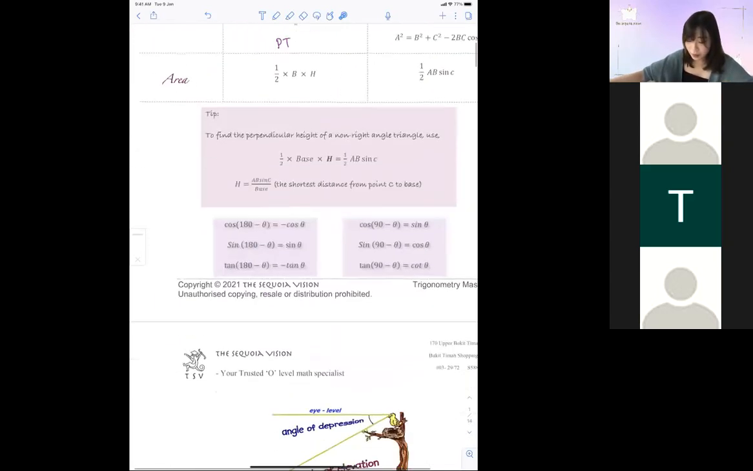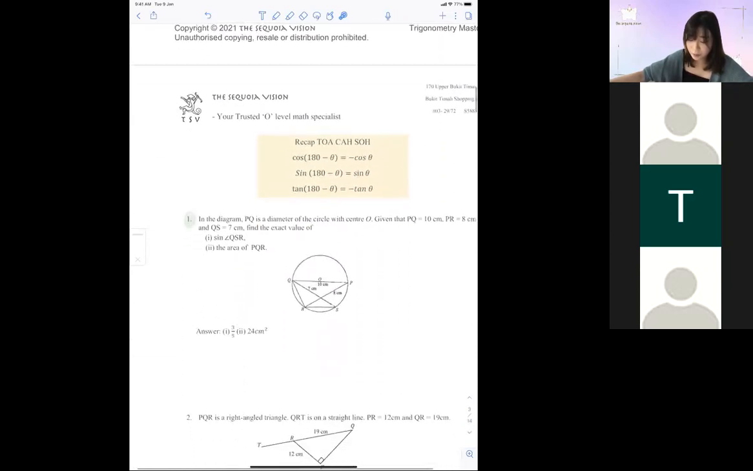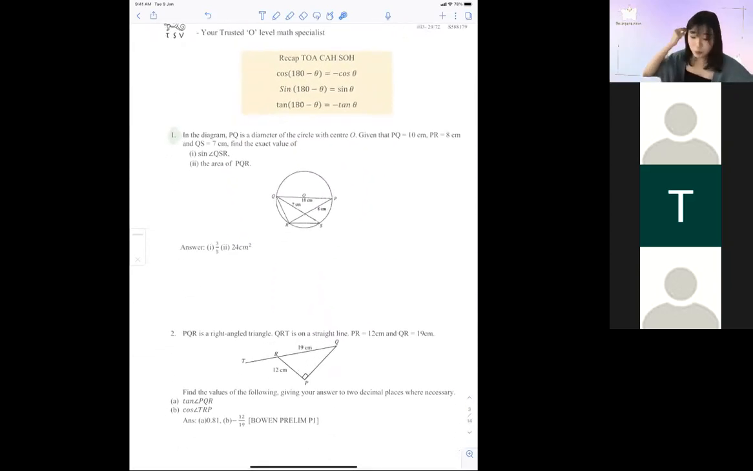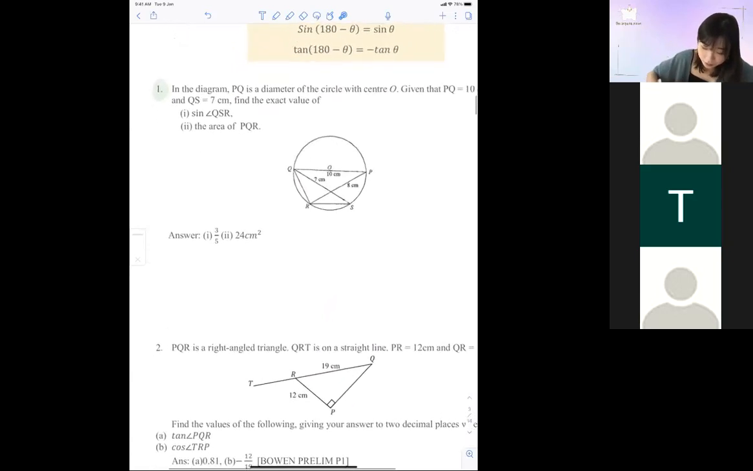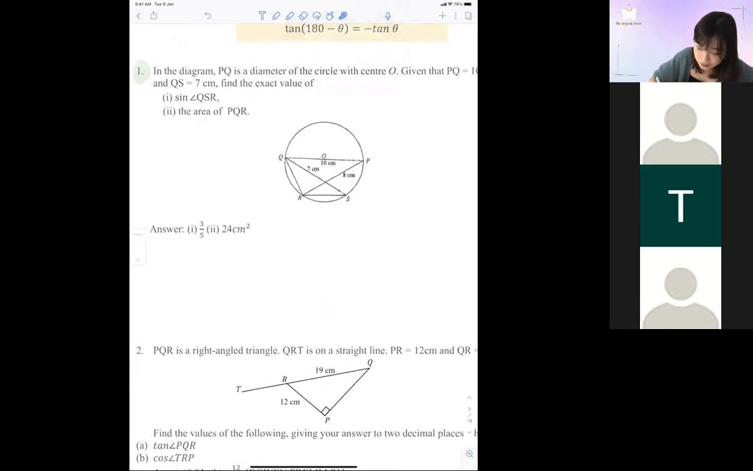But before I move on there, I just want to recap on your Sec 2 stuff. Okay, so number 1, if you see here, every time when you see a question, this is definitely properties of circle, but there is some trigo element in this because they ask you to find sine something. So confirm you need to do some trigo. So sine QRS, let's see, QSR is here. Okay, so this is the angle that you're looking for. Look at which triangle the angle is in. Okay, the angle is in this triangle.